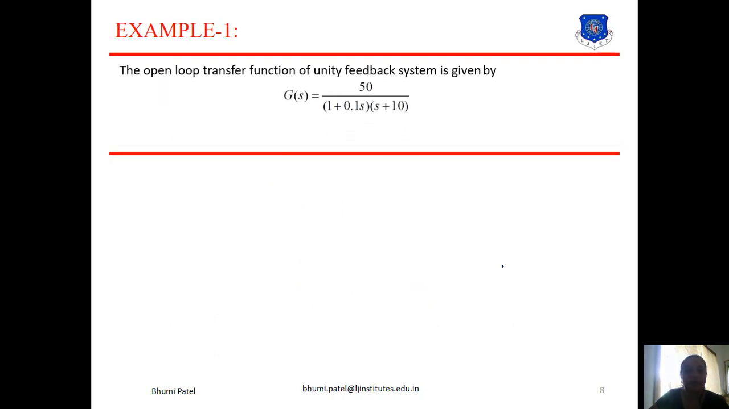Now an example: the open loop transfer function of a unity feedback system is given by g(s) is equal to 50 upon (1 plus 0.1 s) into (s plus 10). We can find the static error coefficients Kp, Kv and Ka. For that we use the equations for Kp, Kv and Ka and put the value of g(s) in these equations.